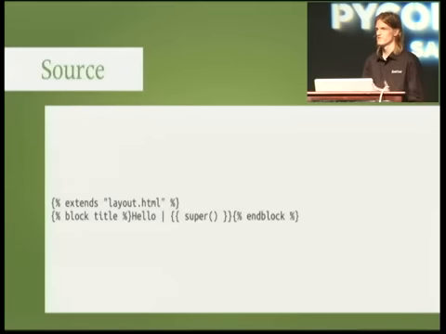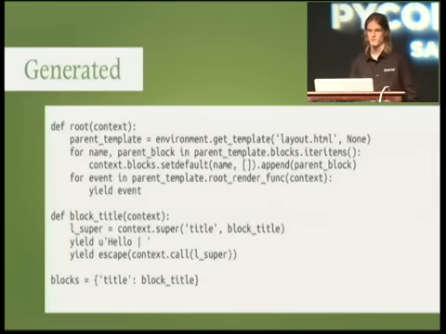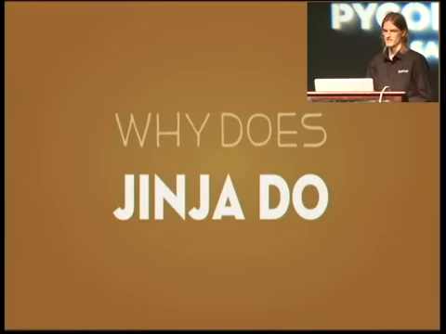If you call into a super block, so one from the template above, it sees that the special variable super is used, and super is basically just an object which is created from the context object, which knows how to evaluate the parent template. All right, so here are a couple of things about why Jinja works in certain ways.